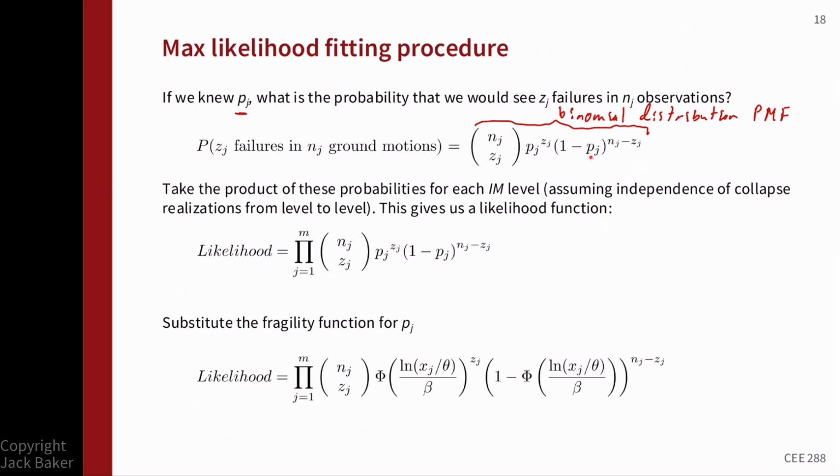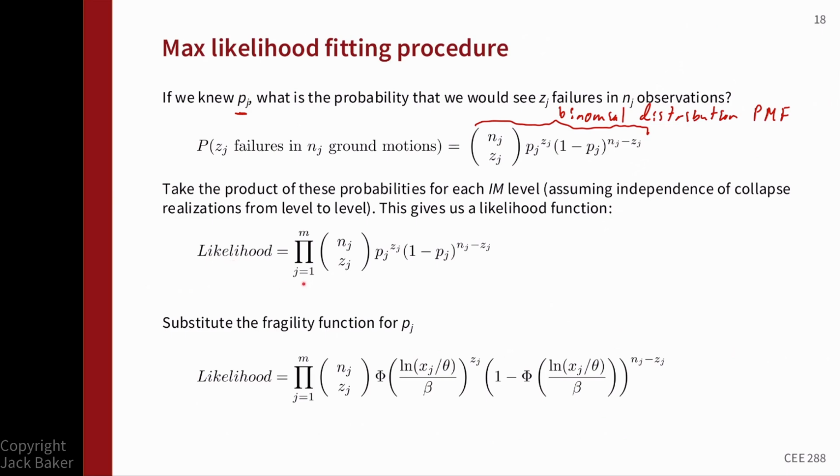And then there's different orderings of the successes and the failures out of the nj trials. So we've got this combination term out front, nj choose zj. That tells us how many different orderings of these failures and successes we could have seen out of the nj observations. Okay, so that's a binomial distribution. And then we'd say, how likely is it that we would see zj observations given pj? We'll call that a likelihood function. That's the next equation down.